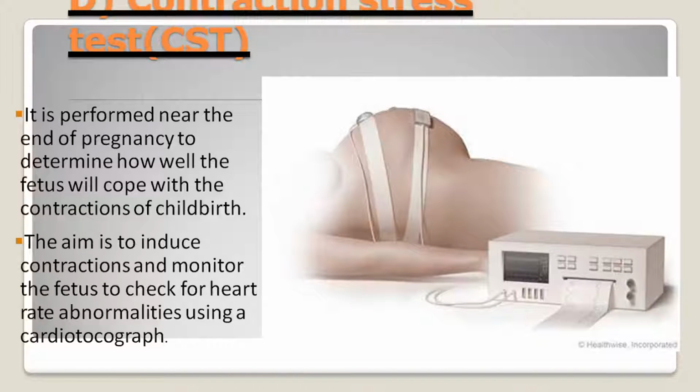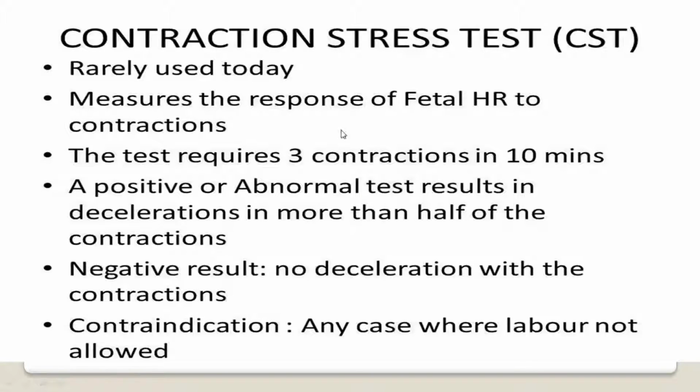Contraction stress test. It is performed near the end of the pregnancy to determine how well the fetus will cope with the contractions of childbirth. The aim is to induce contractions and monitor the fetus to check for heart rate abnormalities using cardiotocography. The contraction test, rarely used nowadays, measures the response of fetal heart rate to contractions. The test requires 3 contractions in 10 minutes. Positive or abnormal test result: the deceleration is in more than half of the contractions. Negative result: no deceleration with contraction. Contraindication: any case where labor is not allowed.